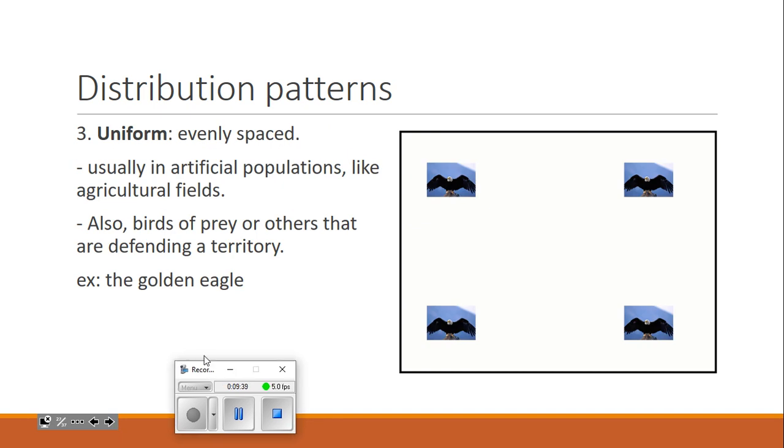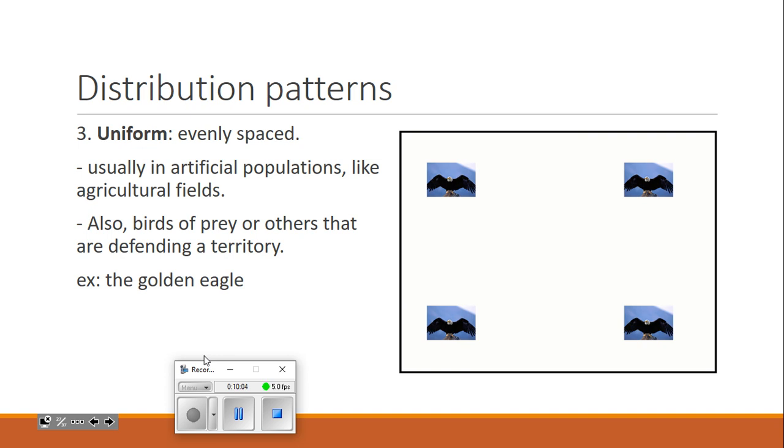The last distribution pattern is uniform. If you look at the word, uni means one, form means form. So uniform is talking about one way. If you play on a team, you probably have a uniform so that you all look the same. It's your team uniform. In the case of distribution pattern, it means evenly spaced. Everyone's got the same amount of space.